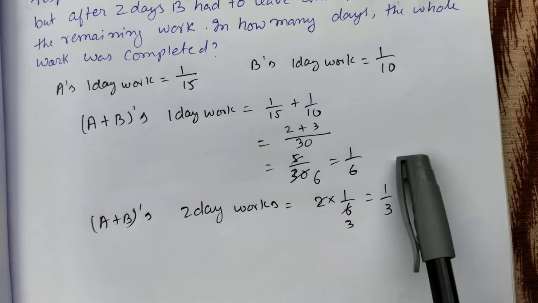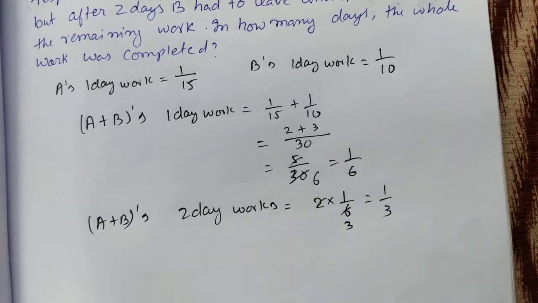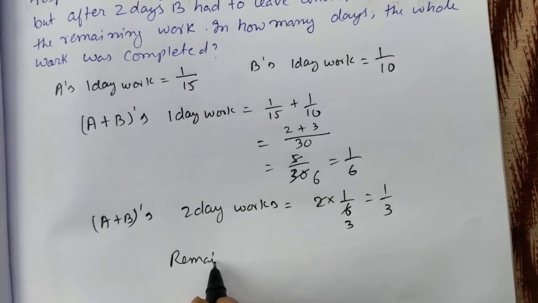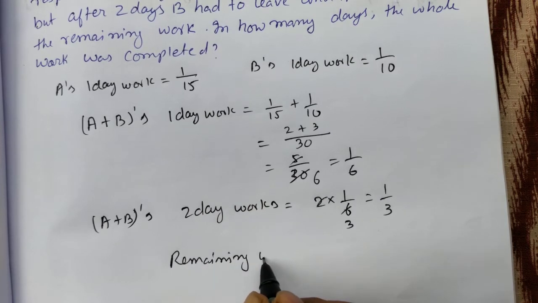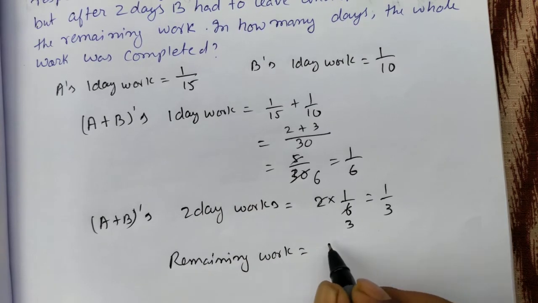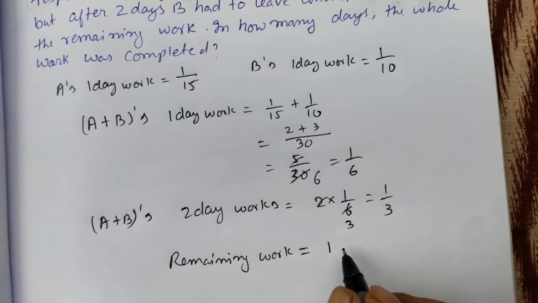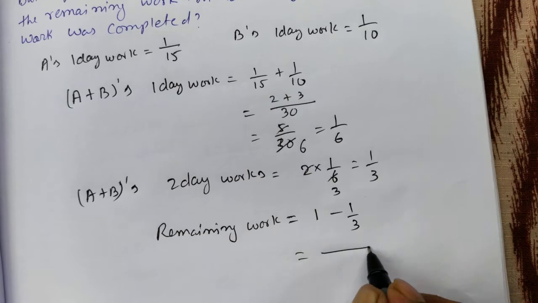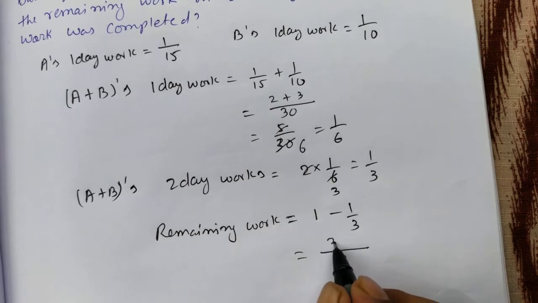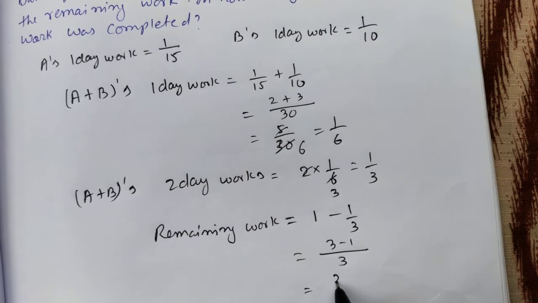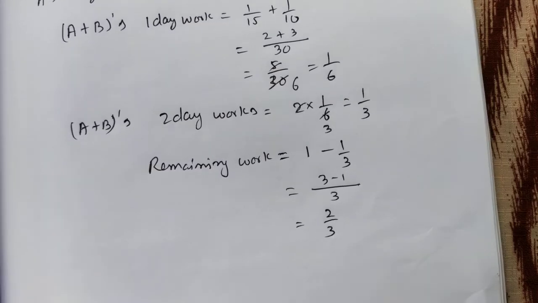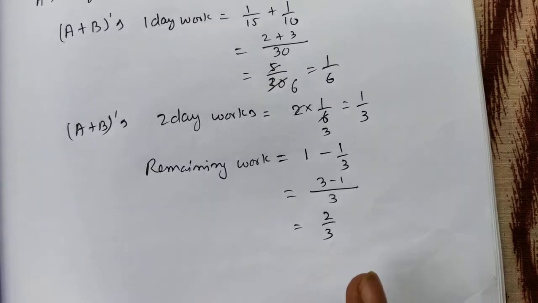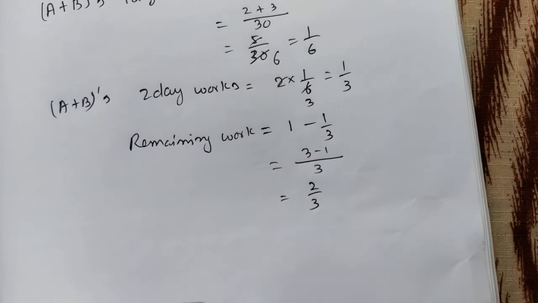So they have completed this much part of the work. How much work is remaining? They are doing one work only, so we take unit 1 minus 1 by 3 to subtract this. So remaining is 2 by 3 work. Now this has to be finished by A alone.